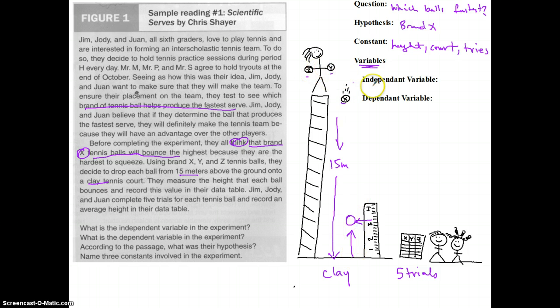Now, the thing that we're experimenting with, the independent or the experimental variable, would be the type of ball, because that's what we are trying to find out about. The measured or the dependent variable is what we measured, which is how far they bounce.